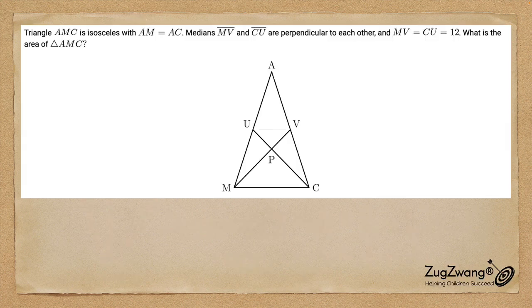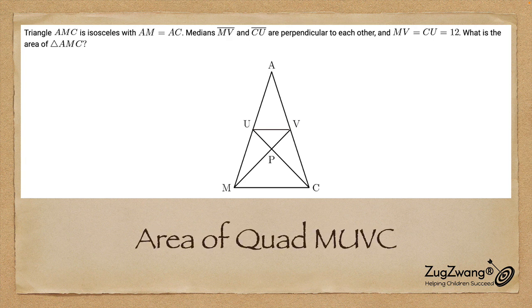Now, similarly, let's think about the area of a quadrilateral. How do we apply this? We learned that particular result. How do we apply this? So we construct a line. We connect U and V together. We know that MUVC right now is a quadrilateral. And guess what? It has perpendicular diagonals.